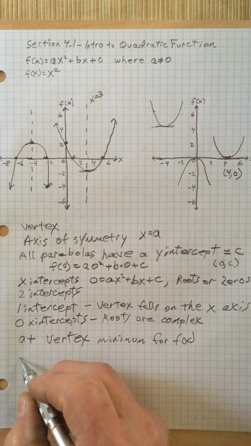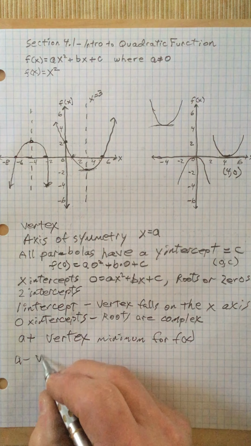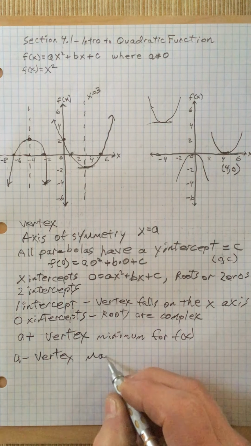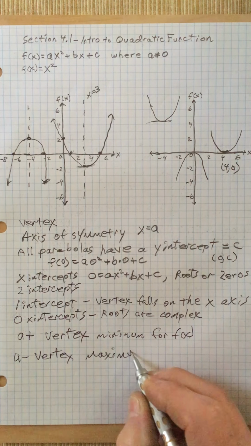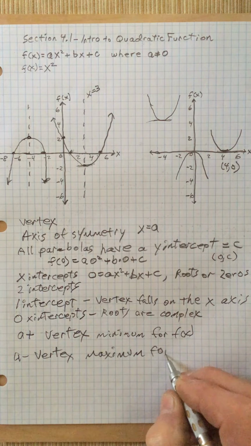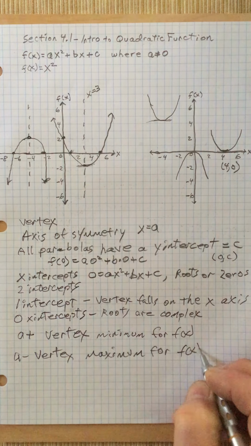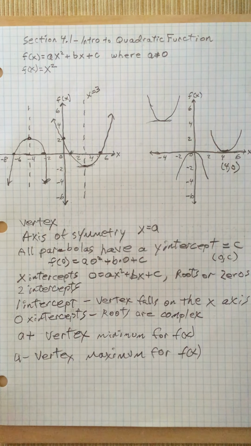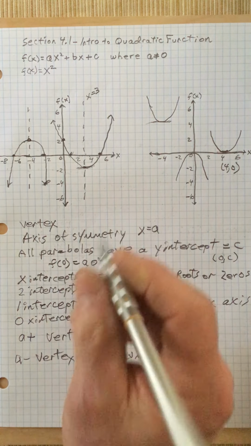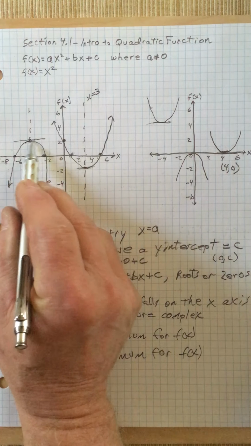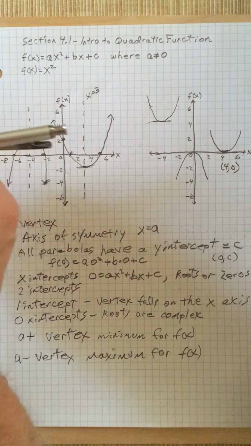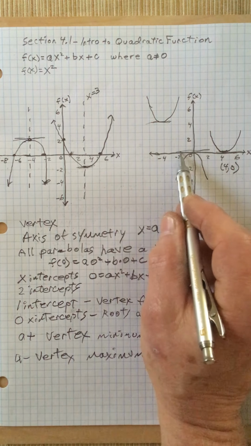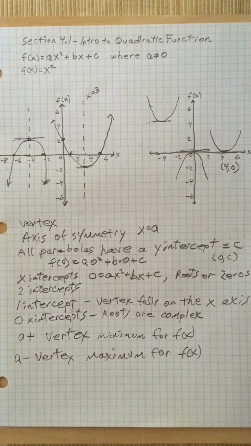And then the opposite, if a is negative, then the vertex is going to represent a maximum for f of x. And again, you can see it if you look at this curve here. This parabola opens down since a is negative. If you look at the vertex here, you'll never get any higher than that. That's a maximum, so any other value would be lower. Likewise here, it's just going to get lower.